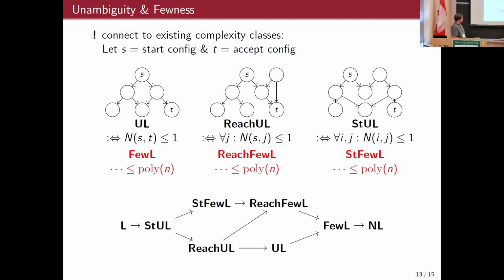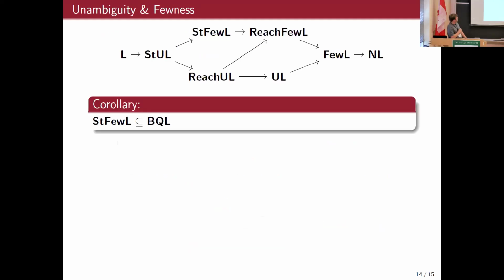And then you can relate these classes as shown in this diagram. I don't want to comment on all of the inclusions, but they are really straightforward from the definition. For example, strongly unambiguous log space is contained in strongly few log space because here we have the condition less or equal 1 and less or equal poly. Also, strongly few log space is contained in reach few log space because the reach condition is weaker than the strong condition. Okay, and then our first result could be seen as showing that strongly few log space is contained in quantum log space.